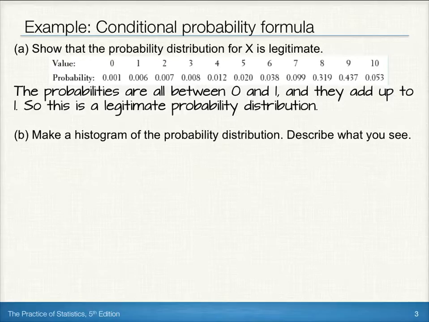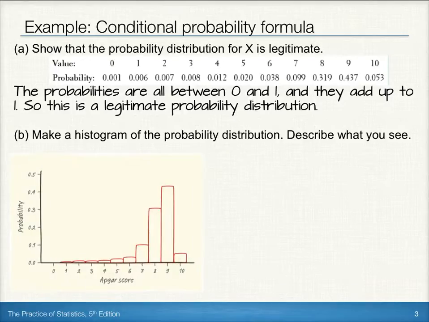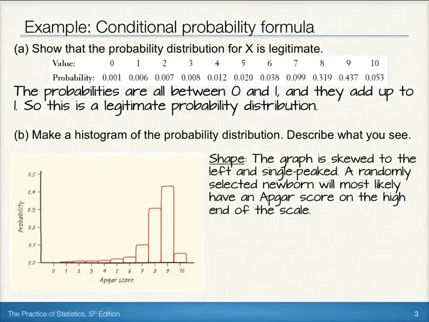Next, let's make a histogram of this probability distribution and describe what we see. Well, to make a histogram of the probability distribution, we'll make bars for each particular value of x, and the height of the bars will be equal to the probability of that value occurring. In this histogram, we can see the shape is skewed to the left and single-peaked.